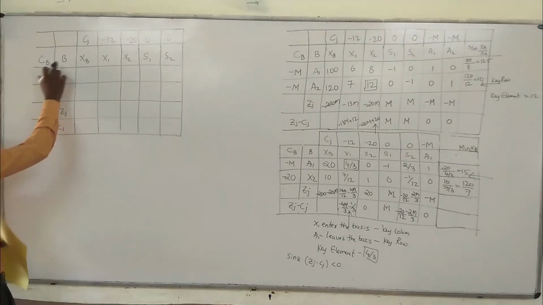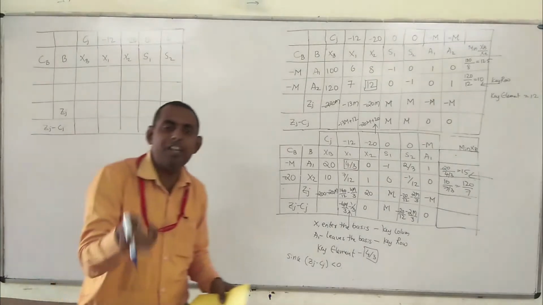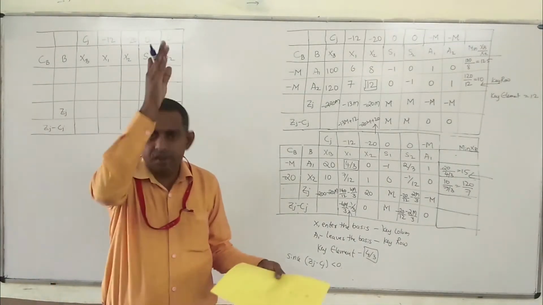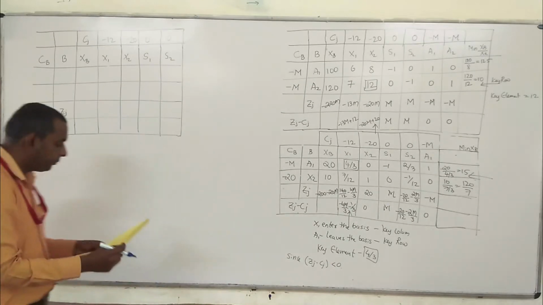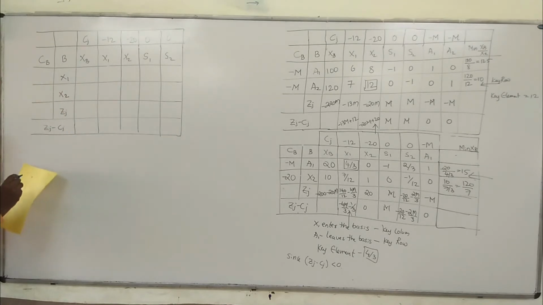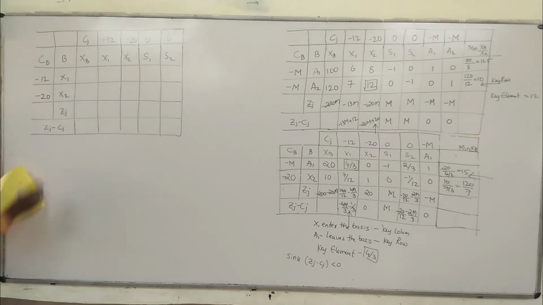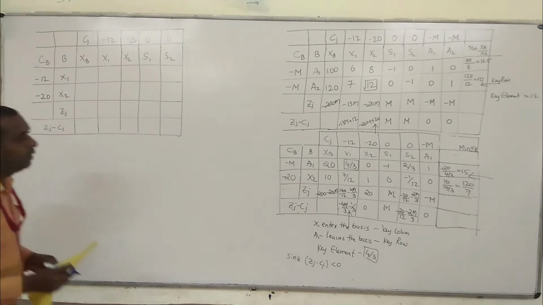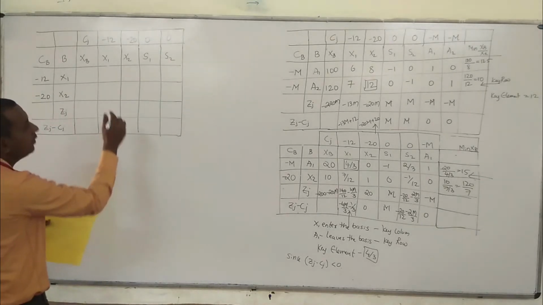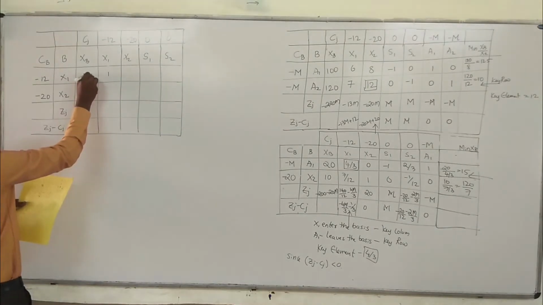It contains CB, B, XB, X1, X2, S1, S2. Both artificial variables A1 and A2 have left the basis and we have removed their complete columns. So here X1 enters the basis in place of S1 and X2 enters the basis in place of S2. The coefficient of X1 is minus 12, whereas the coefficient of X2 is minus 20. Fine. So this is 1, this is 1.